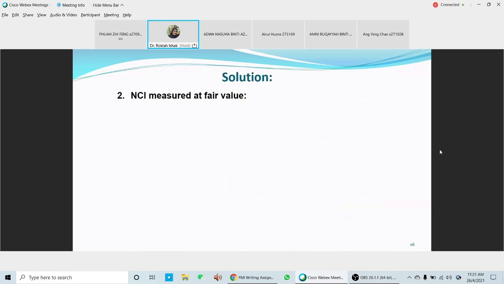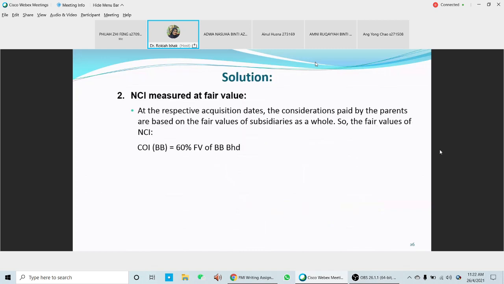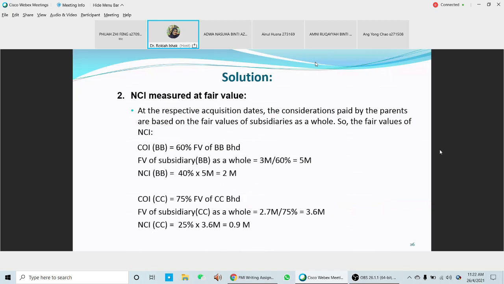Okay, we're not going to continue with this one. So just try to understand this one first, the NCI based on proportionate share, proportionate net asset. For the next class, we're going to continue with the same example, but this time NCI was measured using fair value. You just try to study on that one. A little bit of difference here. NCI measured at fair value, based on the fair value as a whole. So there will be a calculation for goodwill, a little bit different here.